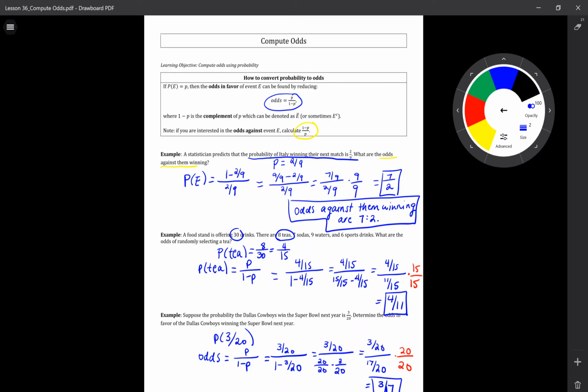Okay, so this is odds. It's a little bit different than probability, but it still is related to probability, obviously. So these are just a few examples.